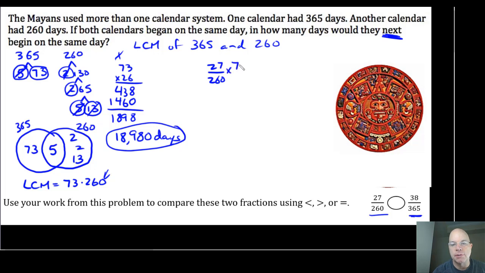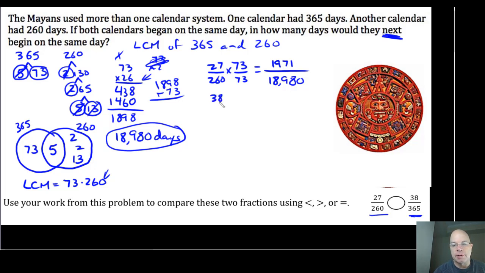So I multiply by 73 73rds to turn this denominator into 18,980ths. And 27 multiplied by 73. Actually, it'd be pretty easy just to use this, right? It's one more 73 than this, because this is 26 73s. So 1898 plus 73, which I really didn't need the traditional algorithm for, because if I add 2 more, I have 1900. So I have 71 more than that, so 1971.